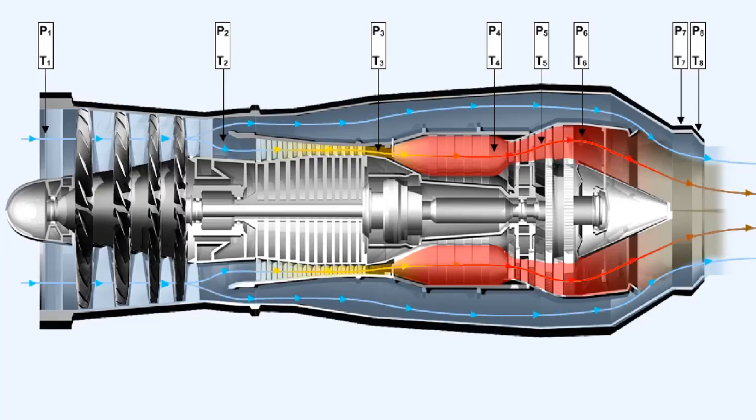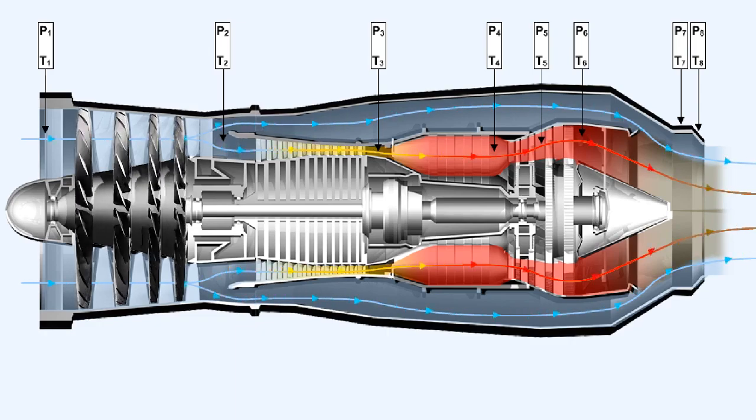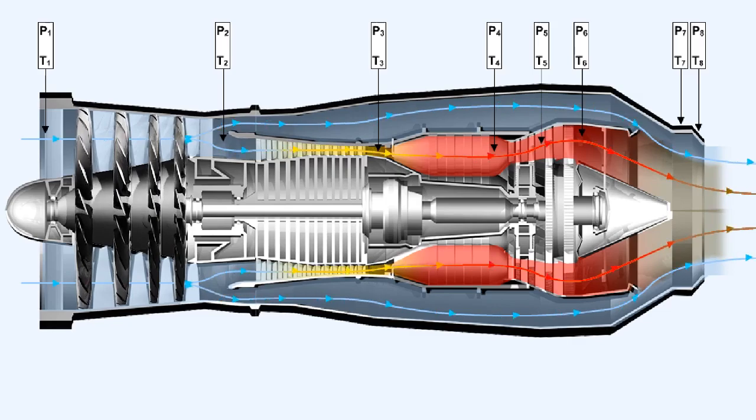In order that we can calculate the performance level of any gas turbine engine, specific symbols are used to denote the pressures and temperatures at various locations throughout the engine. Some of these symbols are shown in this diagram. These symbols vary slightly for different types of engine.